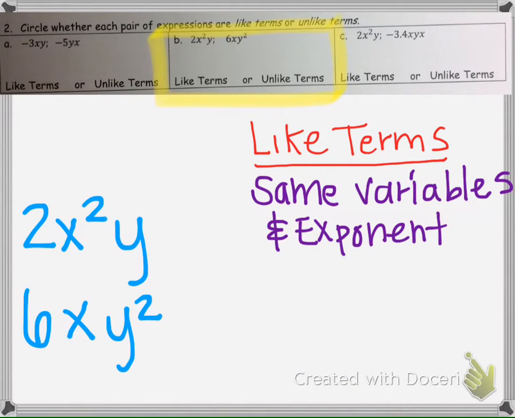Okay, so if we look here, they have to have the same variables. So they both have x, but they also have to have the same exponent. The exponent here is a 2 and this one's a 1. So automatically we know they are unlike terms. They both have y's, but the y has an exponent of a 2 and this one is a 1. So therefore they are not like terms.